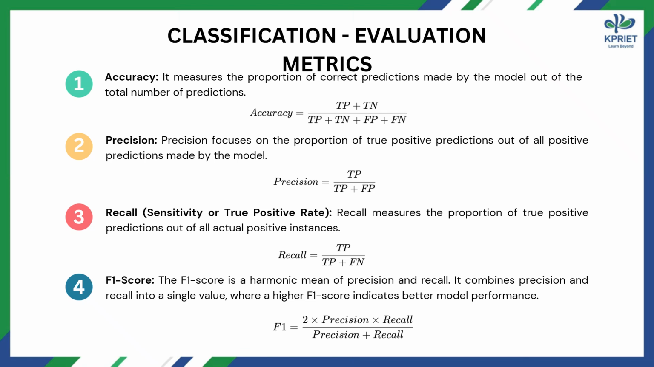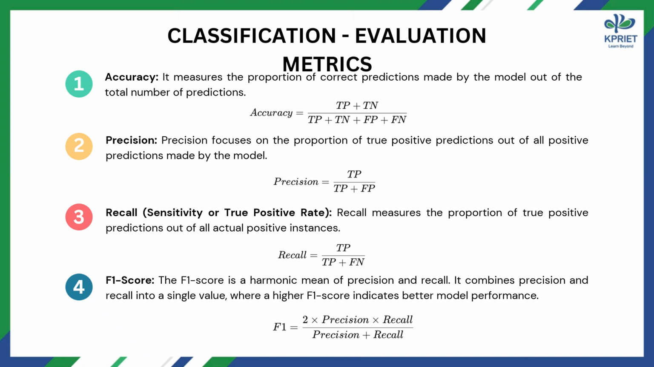In precision, we focus on the proportion of true positive predictions out of all positive predictions made by the model. So true positive divided by true positive plus false positive. Next is recall. Recall is also called true positive rate or sensitivity. Recall measures the proportion of true positive predictions out of all actual positive instances. So recall is equal to true positive divided by true positive plus false negative. There is a difference between precision and recall. You need to understand this.